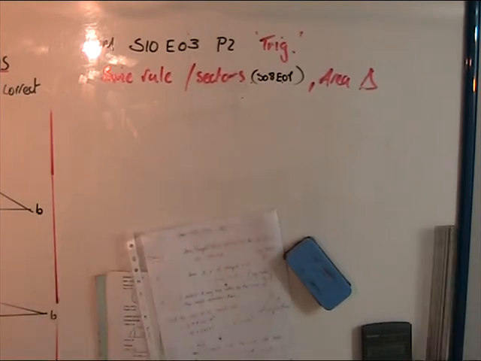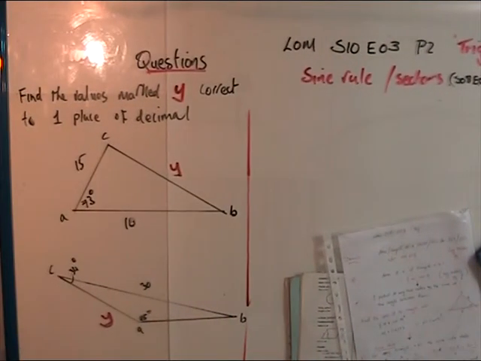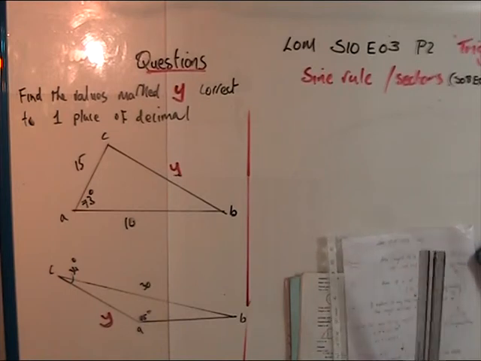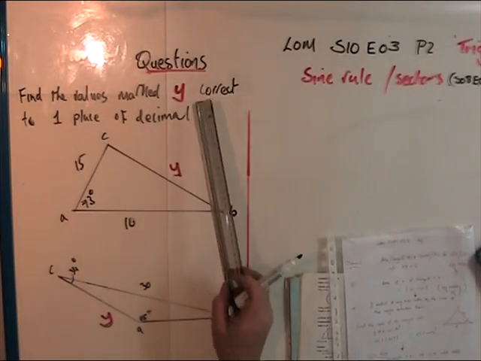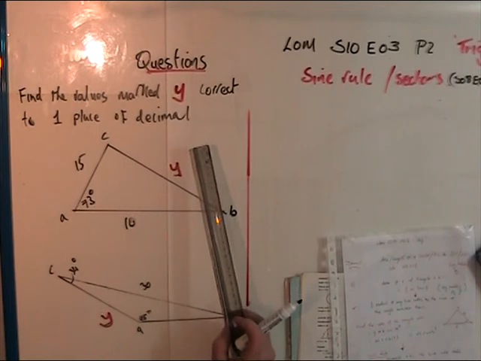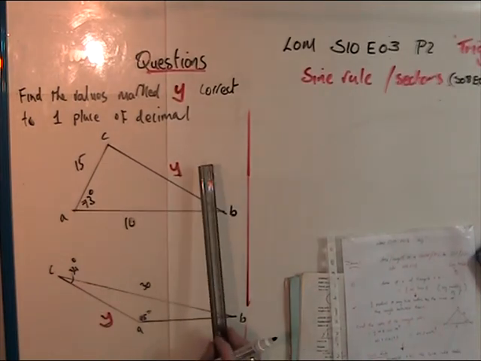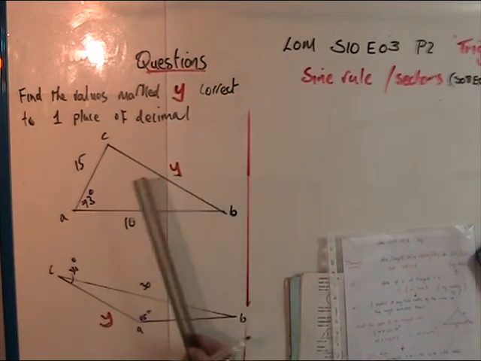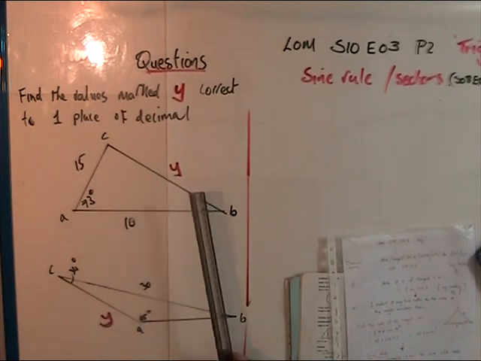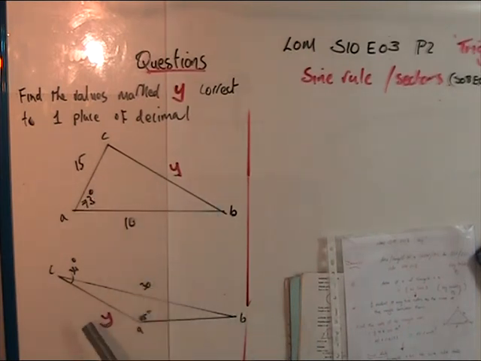Now, looking across here, we're looking at the questions. The questions here are: find the values marked y, correct to one decimal place. It's self-explanatory here. You've got an angle, and you've got one. Find the radius. So I need to find y here. Now, there's no area here. Maybe we'll put in another area next time.